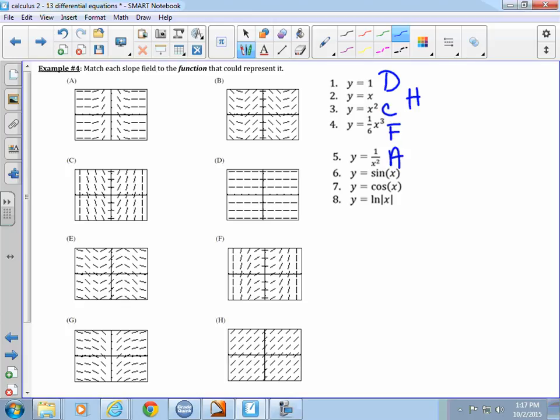Sine. Cosine. Natural log must be G. Does natural log also have a vertical asymptote at 0? Yes. The left-hand side of this slope field is the plus and minus that you would get if you were solving a differential equation.